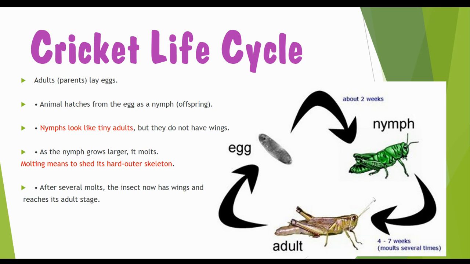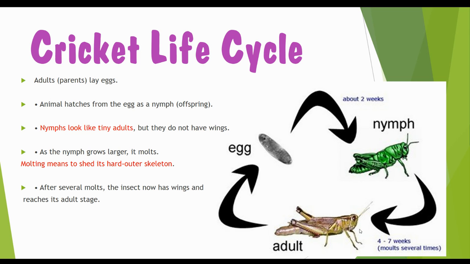Then we see the cricket life cycle. In this life cycle, I can already see 3 stages. So remember, when it's 3 stages, it's an incomplete. Also, an incomplete metamorphosis is where the young looks just like the adult. So as you can see, there's the egg, but then there's the young, which is a nymph, and then there's the adult. There is no difference. So this is an incomplete metamorphosis.